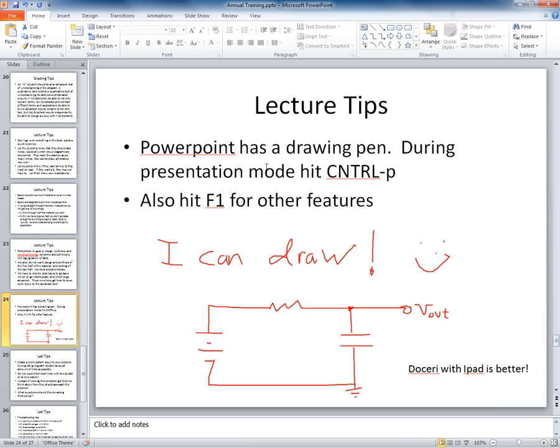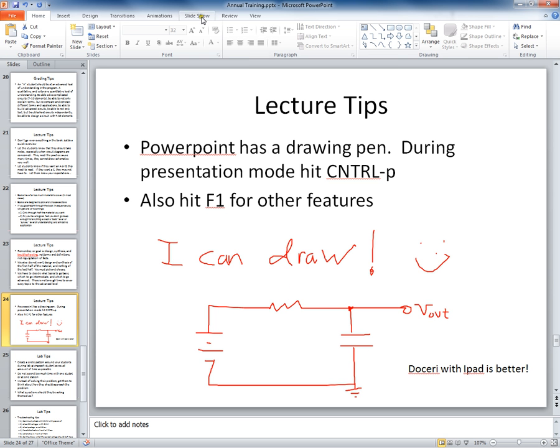Lecture tips. PowerPoint has a drawing pin. It's cool. In presentation mode, hit Control P and you will be able to draw. A lot of people don't know this. Also hit F1 for other things. You can hit, I think, E or B to blank or erase a screen. You can get a white screen by hitting W. So there are a lot of different tips for PowerPoint to draw in class. If the screen is down and you can't draw on the board, you can just draw on your PowerPoint.